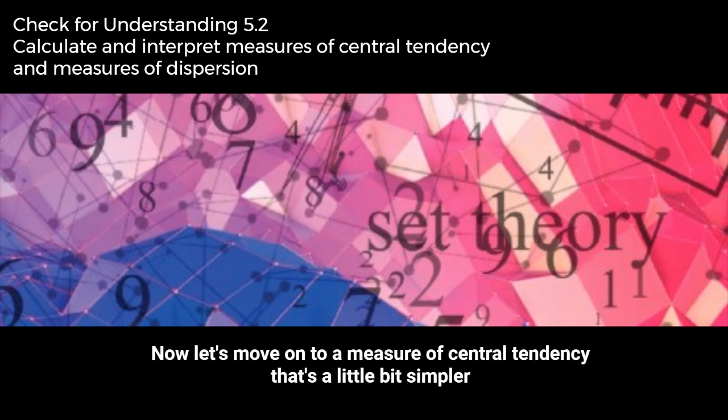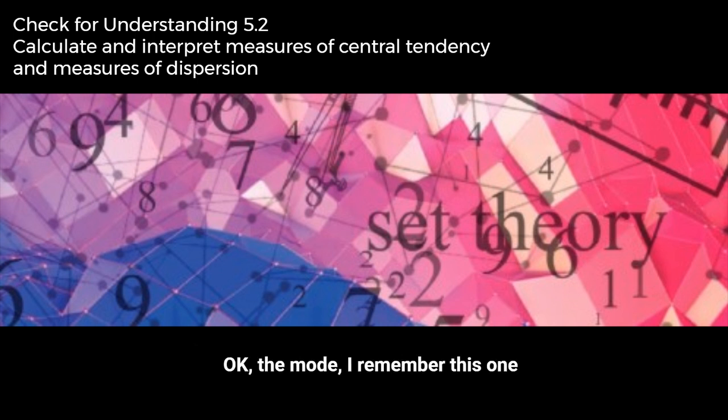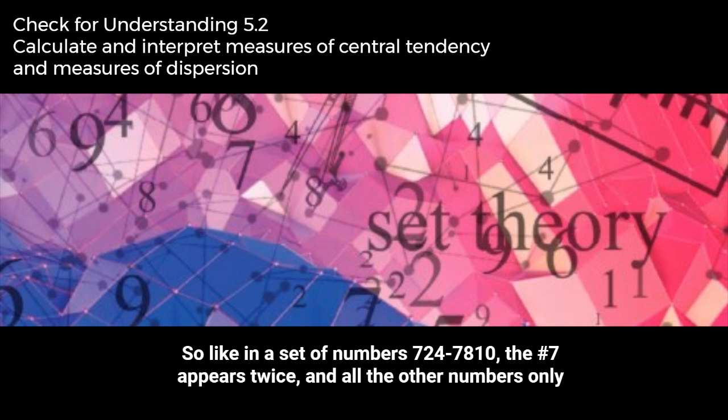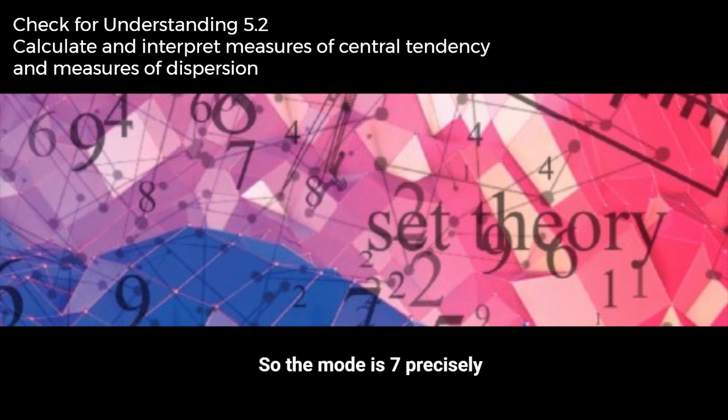Exactly. Now let's move on to a measure of central tendency that's a little bit simpler. The mode. Okay, the mode. I remember this one. The mode is just the value that appears most often in a data set, right? Got it. So like in a set of numbers 7, 2, 4, 7, 8, 10, the number 7 appears twice and all the other numbers only appear once. So the mode is 7.